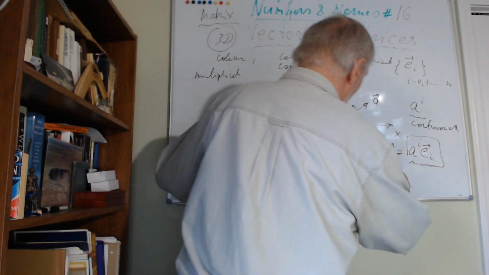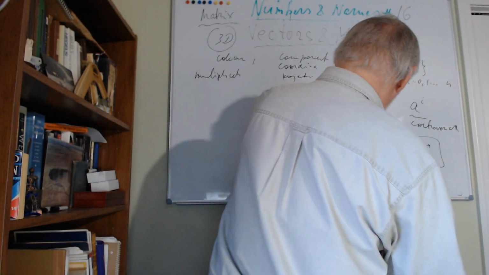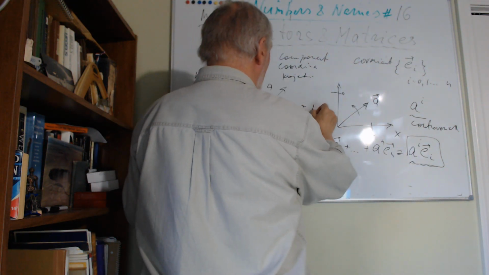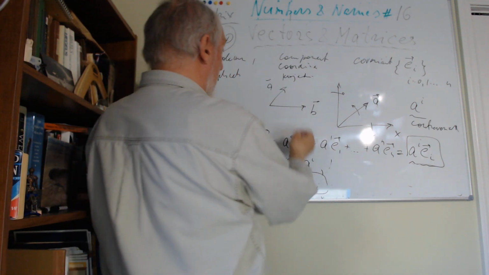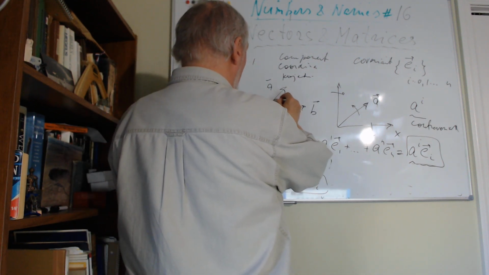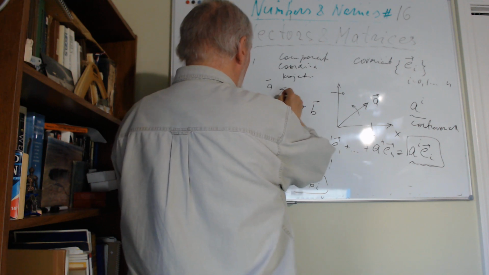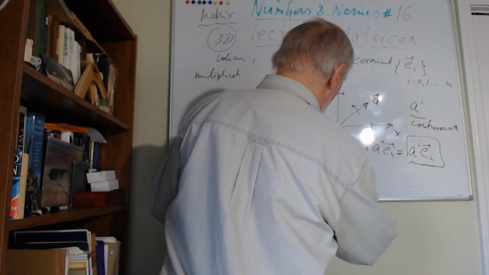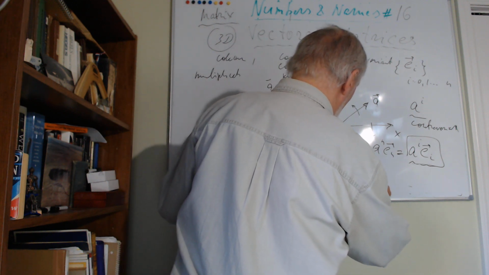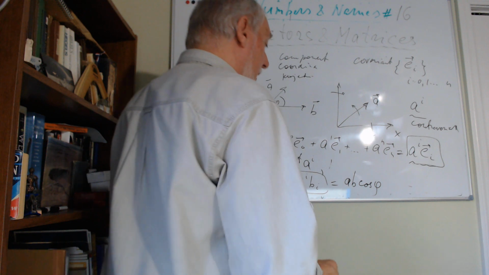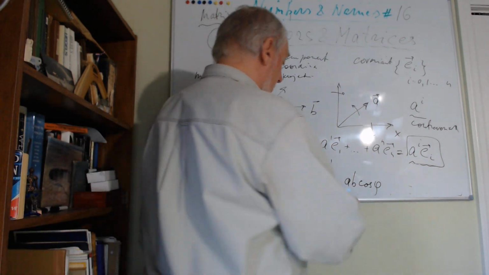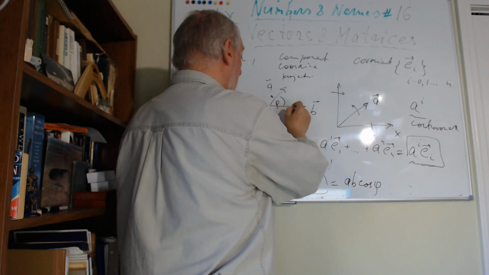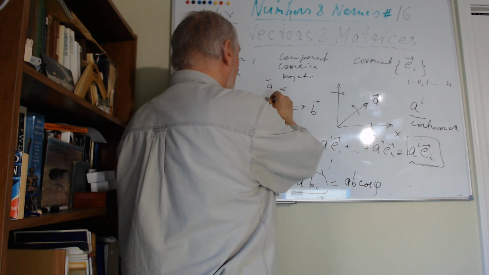Maybe it's useful to say that if you have vectors A and B, and we have some angle between them, like phi, the scalar product will be A, B by cosine phi, where A and B are the lengths of A and B.